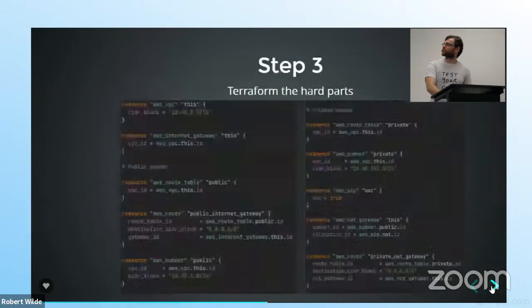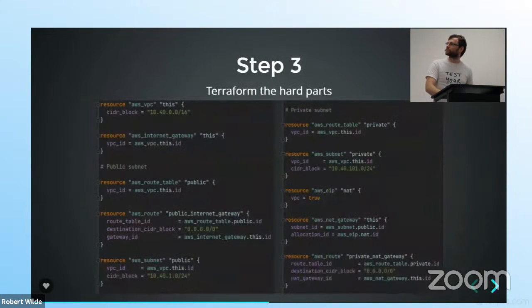I think I've got, here we go. That might be a little bit small for everyone. This is the most simple example of a VPC that I can come up with for Terraform. So you create your VPC up here, and you tell it the IP address range that I want it to use.